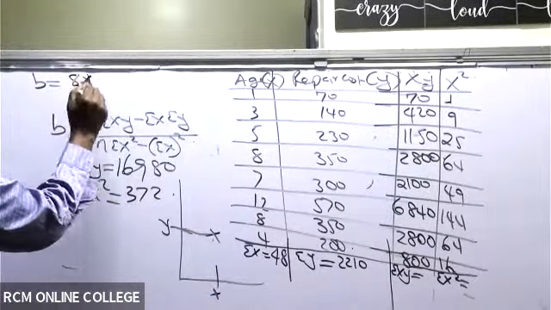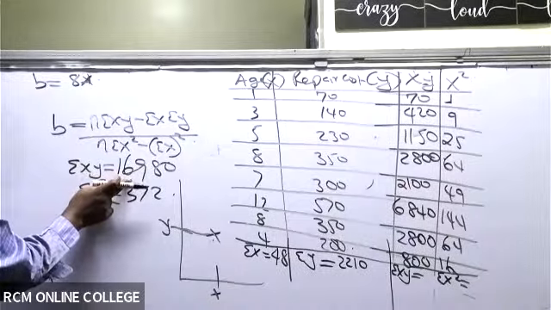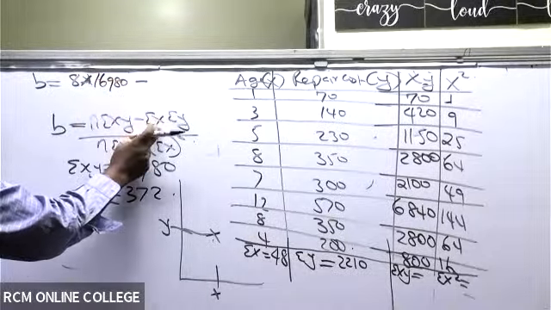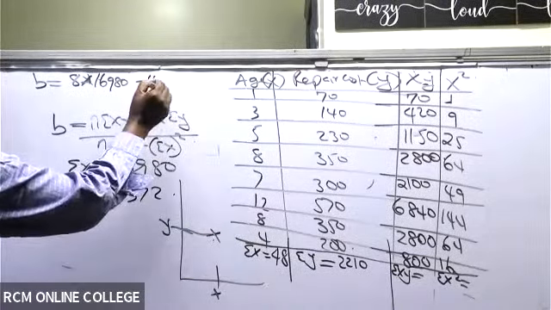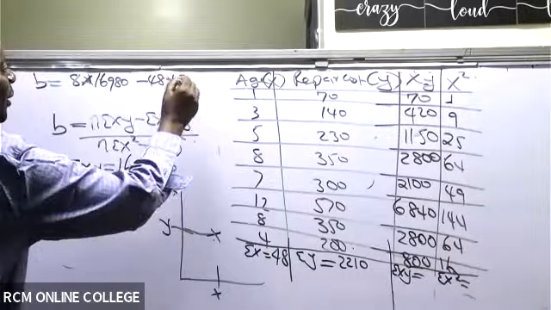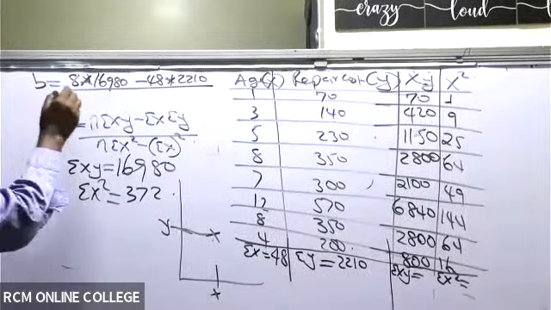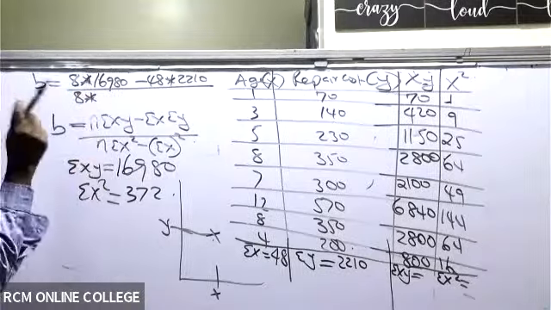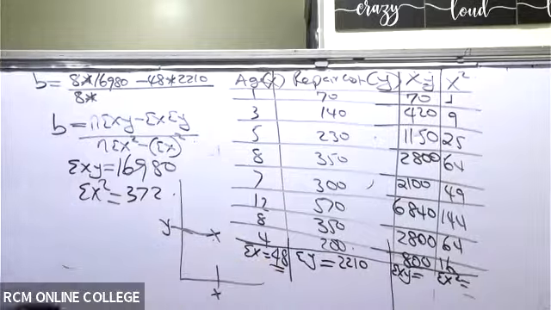So 8 times sum of xy. Sum of xy, we have it here. It is 16,980 minus sum of x, which is 48, times sum of y, which is 2210. All over, we have n again, which is 8, times summation of x squared. Summation of x squared, don't take this sum of x, squared, no.